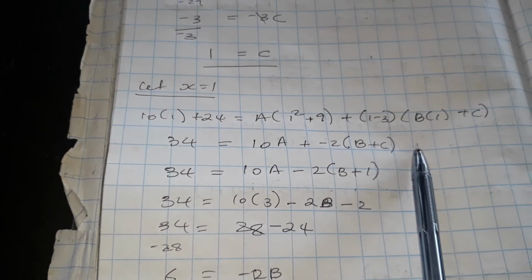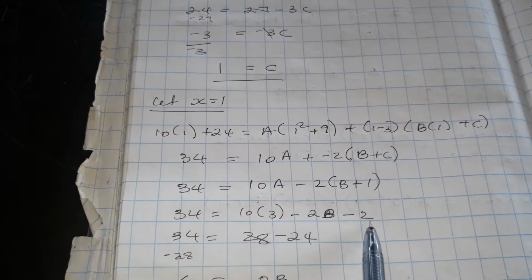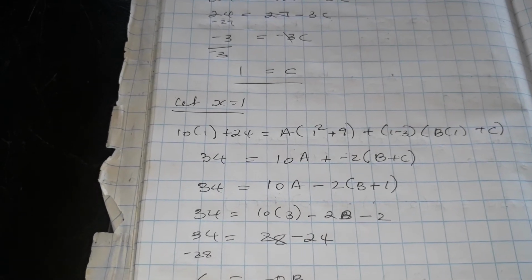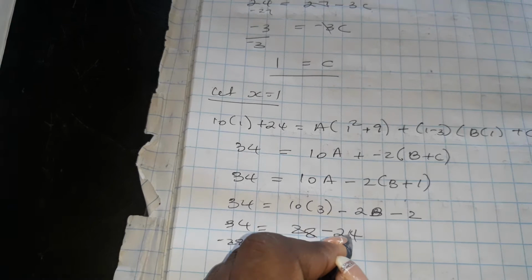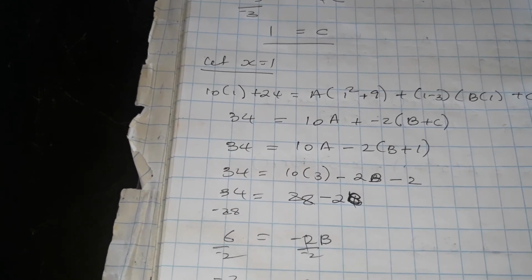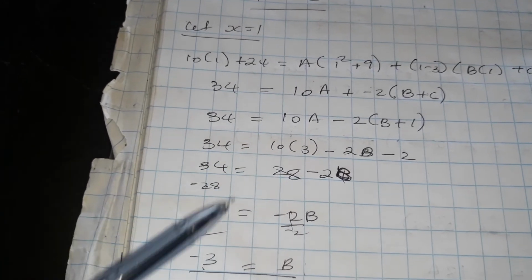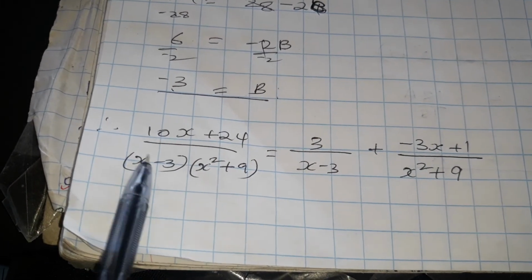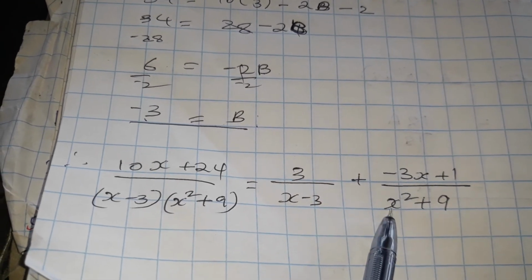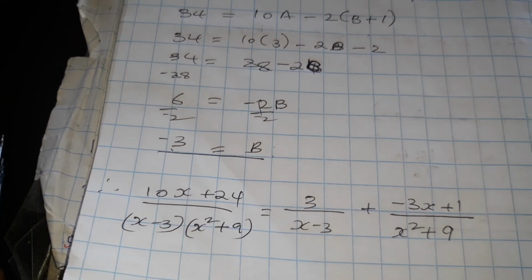Once you end up like that and you already know your value of a and value of c, when I substitute my value of a and c, I'm having this value and 2b. Right? And then when you solve, you'll get the value of b as negative 3. Now I know my a, my b, and my c. I am putting that into my partial fraction: 3 upon x minus 3, and negative 3x plus 1 over x squared plus 9. Okay? That's all. Thank you.